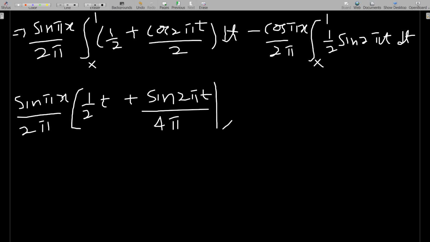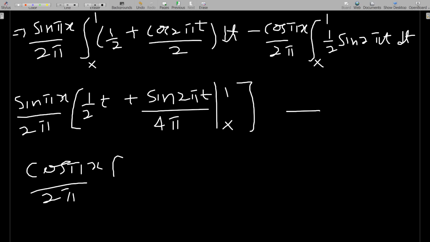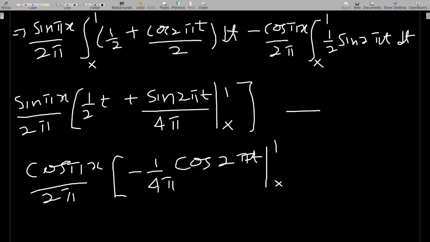Then the limit is x to 1. Then minus cos pi x over 2 pi into the integral of this will give you minus 1 over 4 pi. You know how to integrate sine, you get minus cos. So you apply the same thing, cos 2 pi t, then from x to 1.